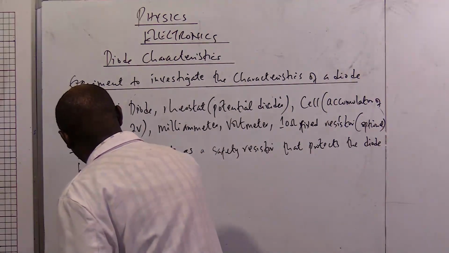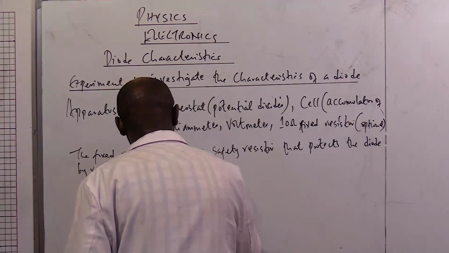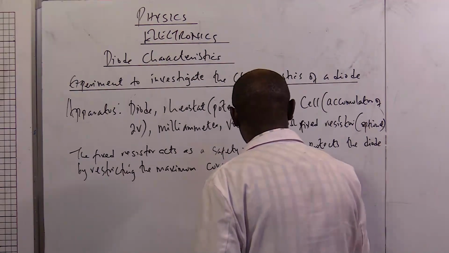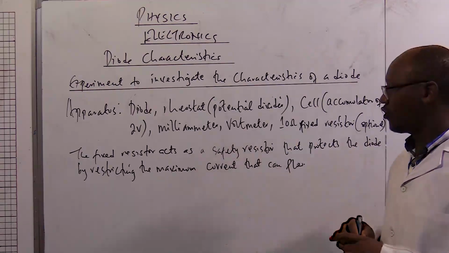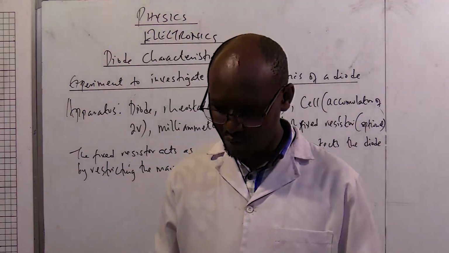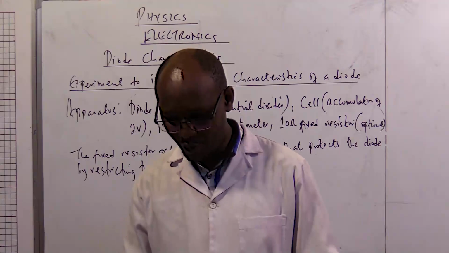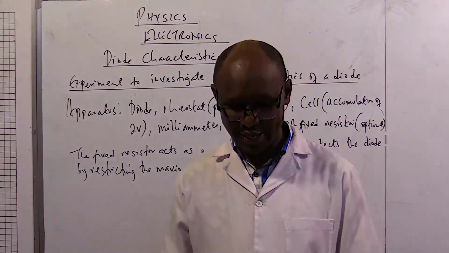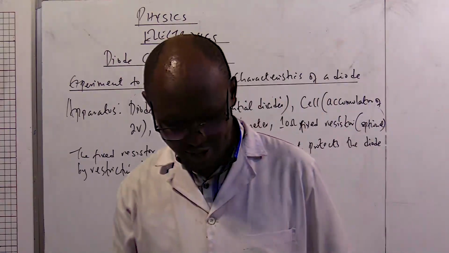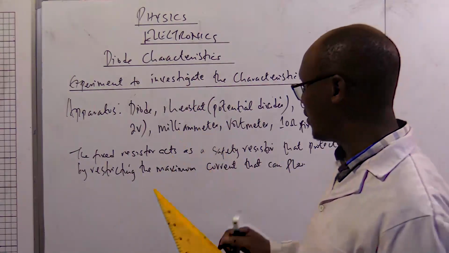This is very important because one of the things we'll come to see is that it is possible to break a diode. A diode can reach a breaking point whereby it is actually destroyed. So it is important that sometimes we have a safety resistor. How will that circuit look? So we need to look at how the circuit will look.